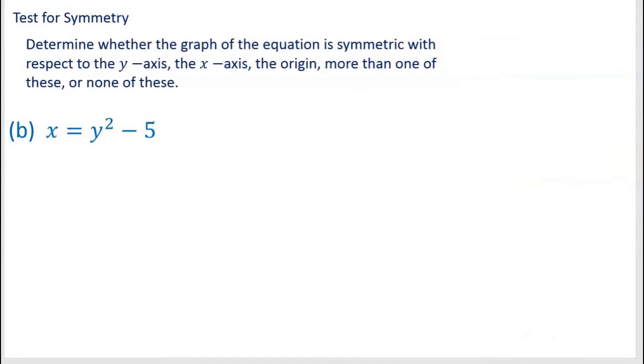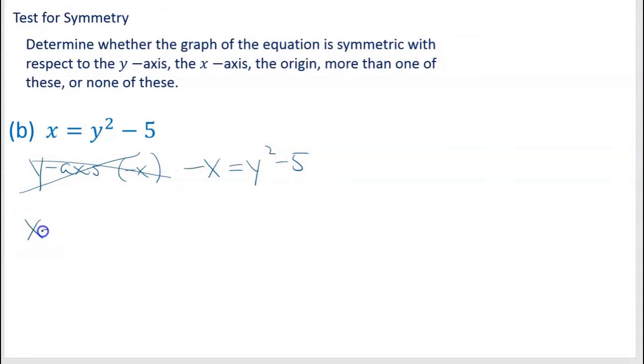Our next problem, x equals y squared minus 5. I've got to check these one at a time, so I'm going to check y-axis symmetry first. So does my graph have y-axis symmetry? Well, I've substituted in negative x for x. Oh my bad, I didn't plug in negative x for x, did I? Let's try that again. So negative x is equal to y squared minus 5. Now, you could simplify this further by dividing everything by negative 1. You won't get the original equation back, and this is not the original equation either, and there's really no simplifying to do. So this particular graph does not have y-axis symmetry.